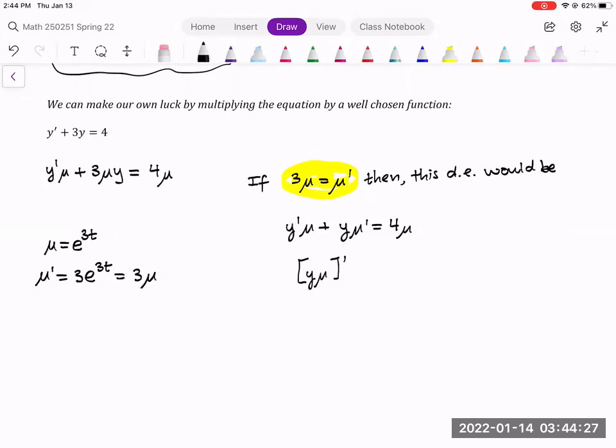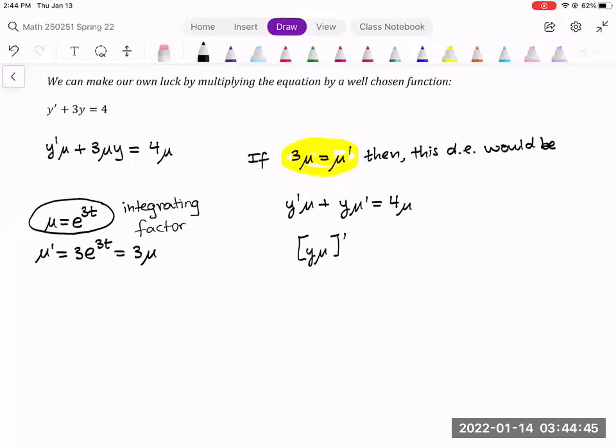Okay. So this function is called an integrating factor. We'll talk about how we choose it in just a few minutes. Okay. So what we're going to do is take this function e to the 3t. We're going to multiply both sides of the equation by e to the 3t. So we have y prime e to the 3t plus 3e to the 3t, that's the derivative, times y equals 4e to the 3t.